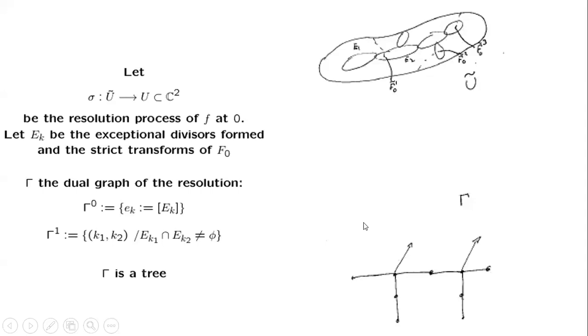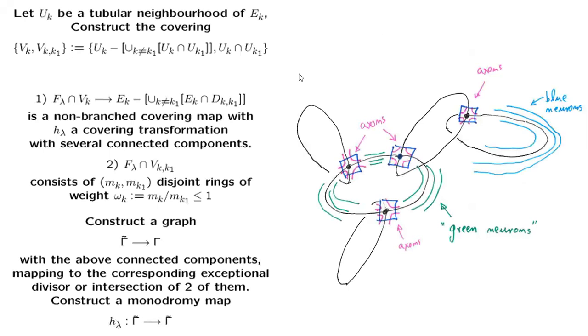This is a tree. Now, we're going to form a new graph. We're going to construct a graph over the resolution graph. And to do this, we take a covering of the exceptional divisors by these open sets, where we have this finite covering, and then we have these other open sets around the intersections. We consider this U_k minus the intersection, so this is a tubular neighborhood of the sphere minus a finite number of points. So this is one family of the covering, and then another family of the covering will be around one of these squares.